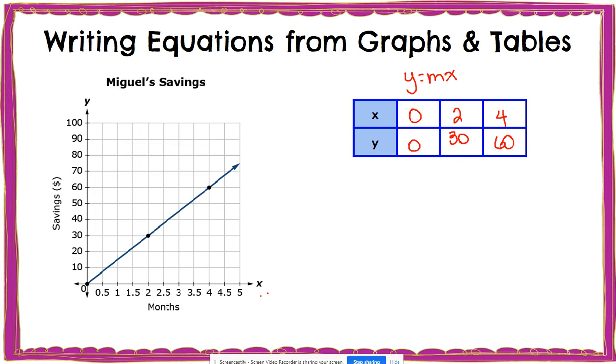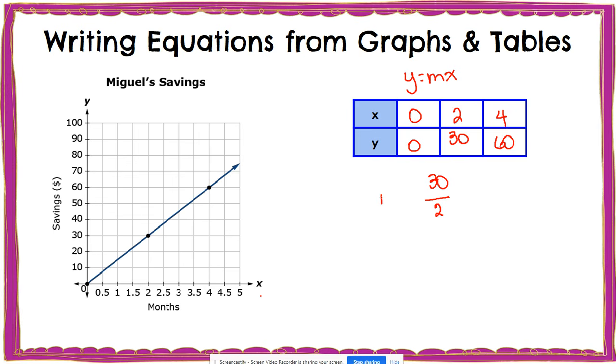That means I need to find my change in y. Well, I notice that every time here, y is increasing by 30, so my change in y is 30. I can also do that by subtracting 30 minus 0, or 60 minus 30. Then I notice that my change in x is that my x is increasing by 2 every time. So my change in x is 2. I could have done that by subtracting 2 minus 0 or subtracting 4 minus 2.